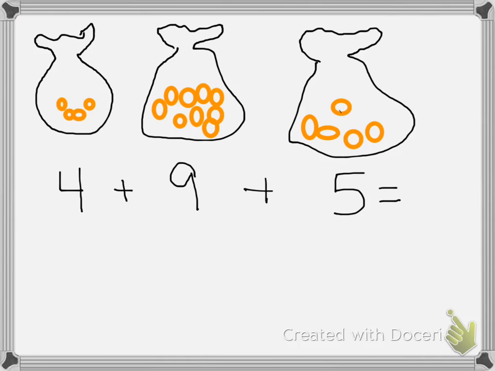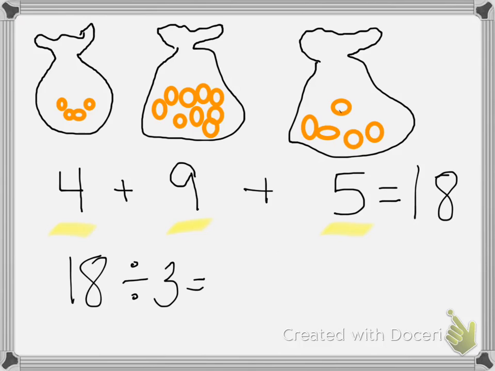To find the average of oranges, we need to add all of our values up and divide by the number of values that we have. So first we add 4 plus 9 plus 5, which equals 18. So we found the total of our values together. Now we need to divide by the number of values we have. So we need to do 18 divided by 3, which is 6. So our average of oranges is 6.